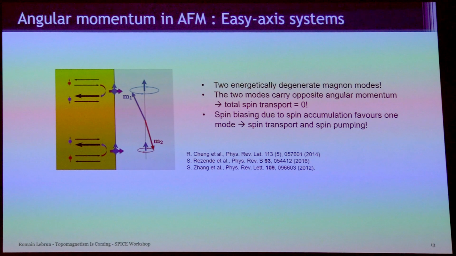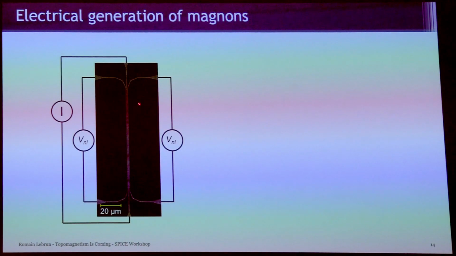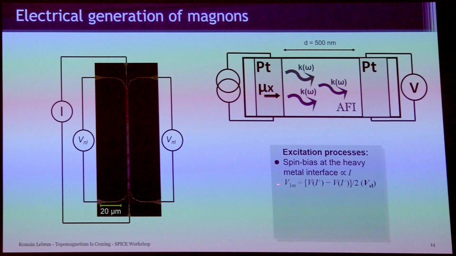So based on those considerations, we decided to pattern those types of non-local structures on top of our single crystal of hematite. We have a platinum injector and two platinum detectors. So we can, in that case, detect two types of signals. One is related to what I was describing until now, and I will call it either the first harmonic of our signal or the spin bias signal. It's related to the magnons that you inject through the spin accumulation at the interface. It's an effect that is supposed to be linear as a function of current.